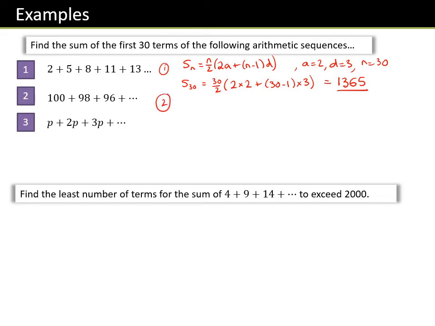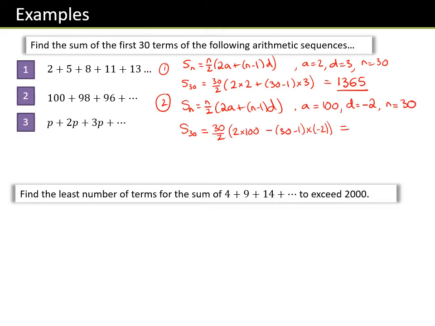Write the formula out. So sum to n is n over 2 times 2a plus n minus 1 d. Then write down what a, d and n are. Write your formula again, plugging those values in. And then evaluate. Gives you 2,130 for question 2.